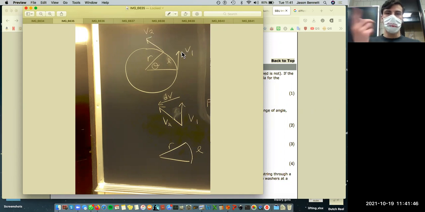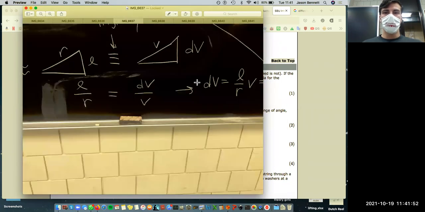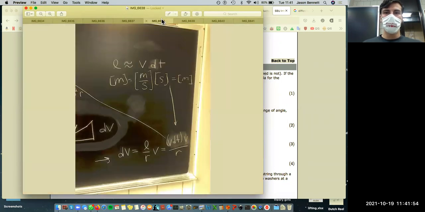I'm assuming that it's just kind of going around in a circle with the same speed. So I can also write L as the velocity that it's moving with, the linear one, and the time it takes. So this is like a time interval, like 1 second. So it's moving at 10 meters a second for 1 second. That means it moved 10 meters.